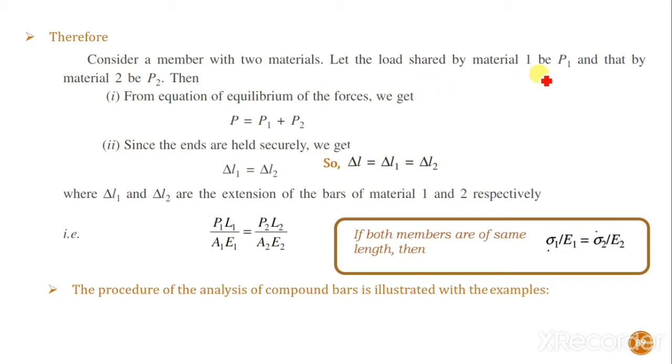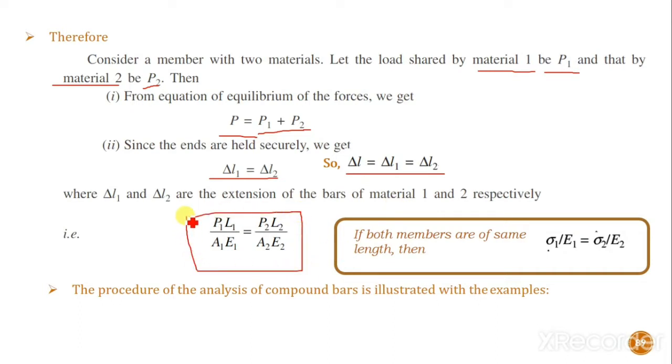So see, if P is the load that a composite member is carrying, and if that member is made up of material 1 and material 2, two kinds of materials, then the load acting on it is shared: material 1 takes P1 and material 2 takes P2. Therefore, P1 plus P2 will be equal to P for sure, isn't it? Since the ends are held securely, we get delta L1 is equal to delta L2. Okay, delta L is equal to delta L1 is equal to delta L2. Of course, we know these dimensions, isn't it?